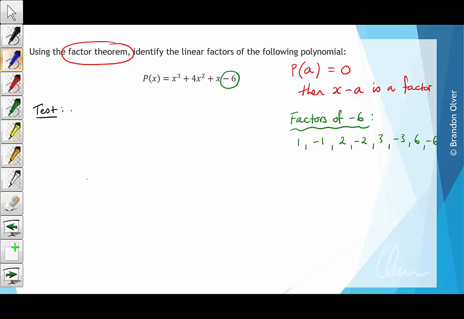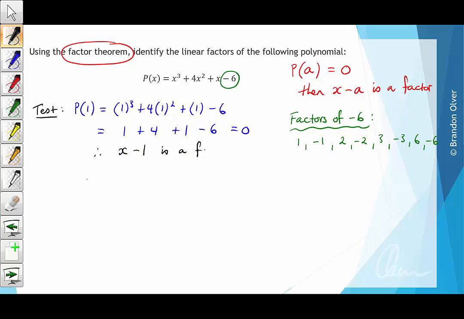So the first one we'll test is p of 1. When we sub 1 into the polynomial, we get 1 cubed plus 4 times 1 squared plus 1 minus 6. And that gives 1 plus 4 plus 1 minus 6, which equals 0. So therefore, because p of 1 is equal to 0, x minus 1 is a factor.